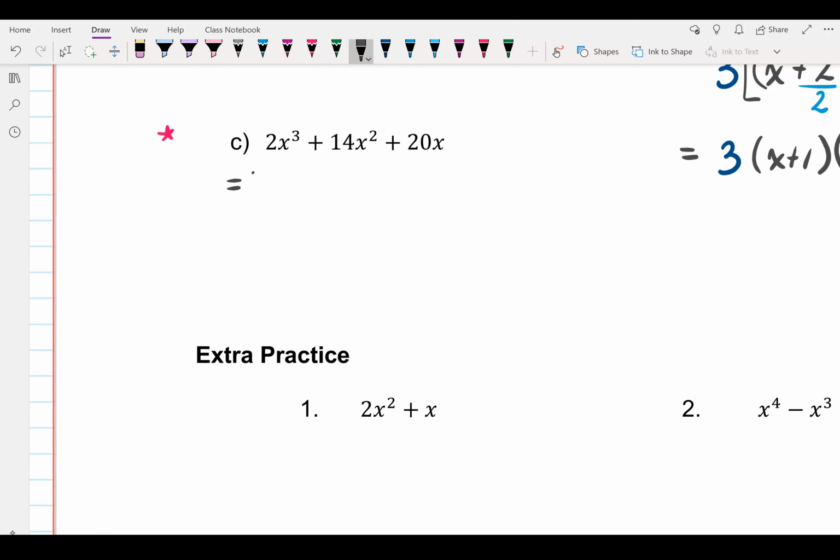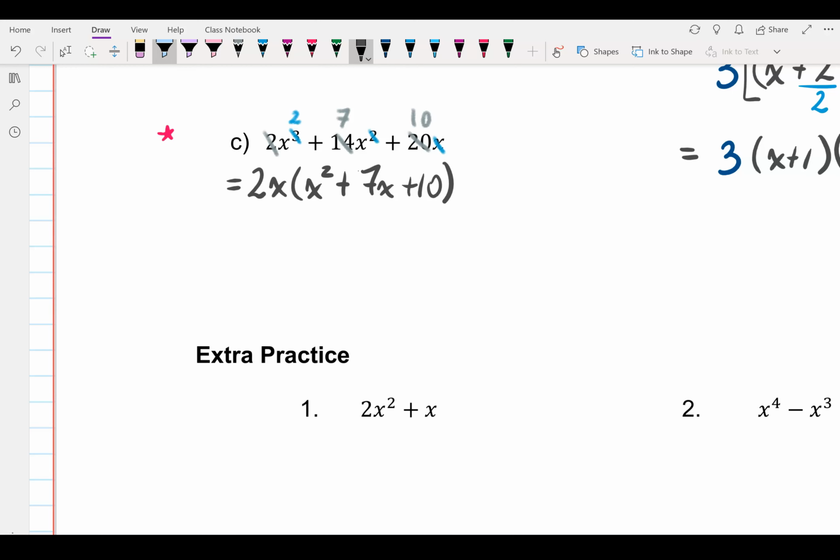So all of these have a 2 in common. And if you divide that 2 out, you get a 1, a 7, and a 10. But you can also take out the x. There's an x in common. If you take that out, this reduces down to 2. This reduces down to a 1, and this deletes entirely. So what you're left over with is x squared plus 7x plus 10.